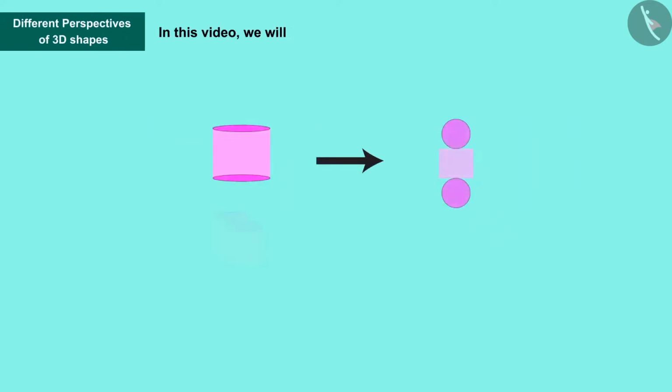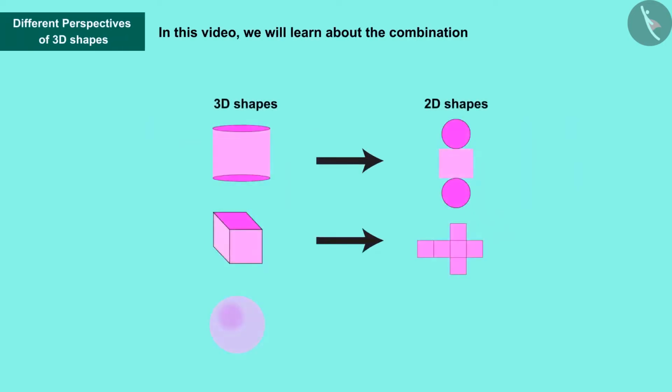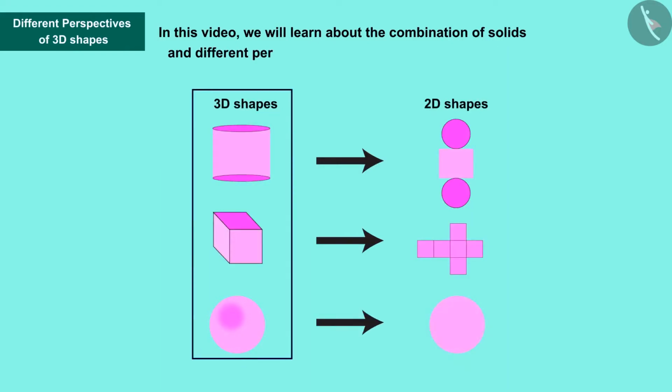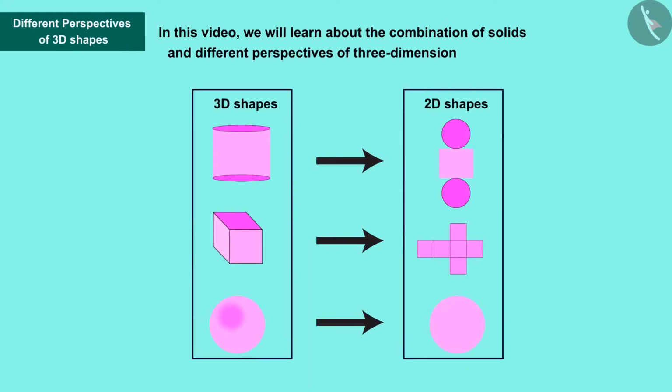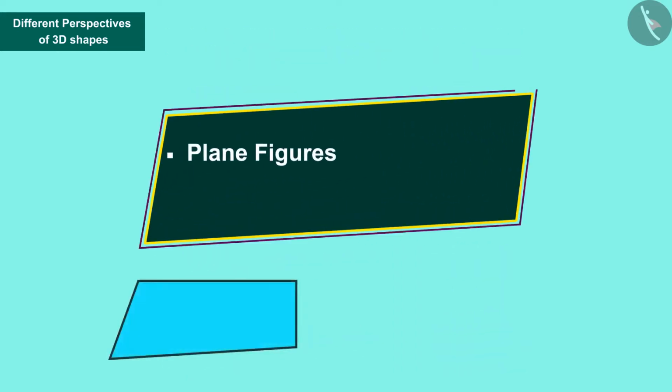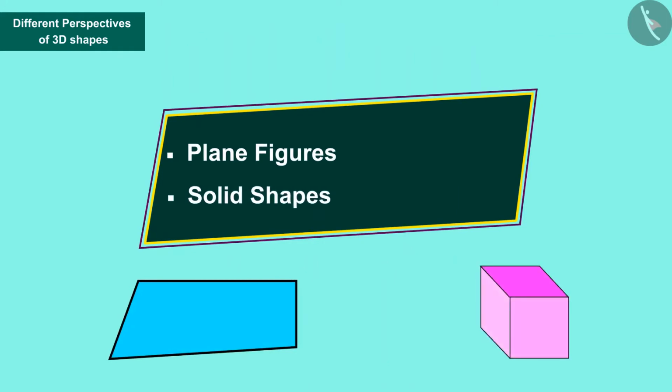In this video, we will learn about the combination of solids and different perspectives of three-dimensional shapes. In the previous class, we learned about flat shapes and solid shapes.